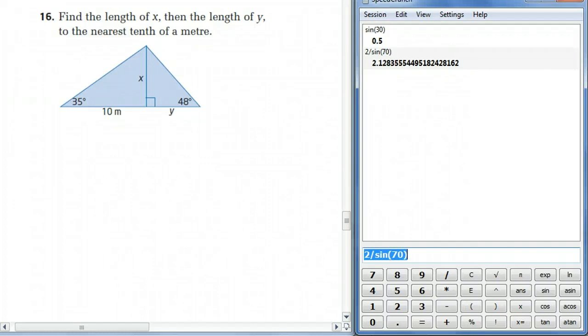Hello, in this video we're going to apply our primary trig ratios to a word problem. So we want to find the length of x, then the length of y to the nearest tenth of a meter. Now this problem is actually simplified quite a bit because they tell you the order to find the values. We want to find x, and then we use x to find y.